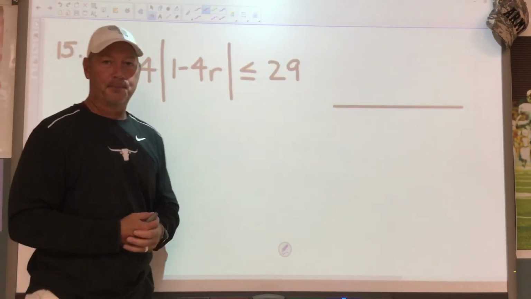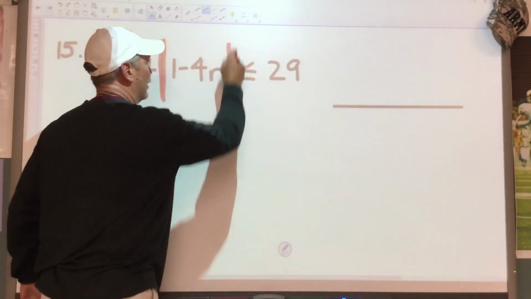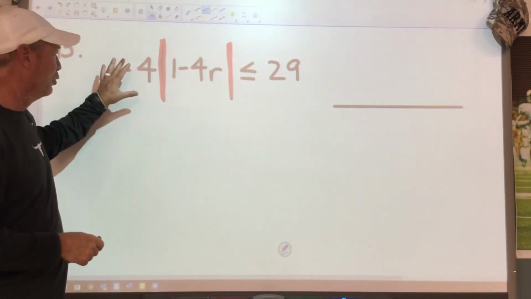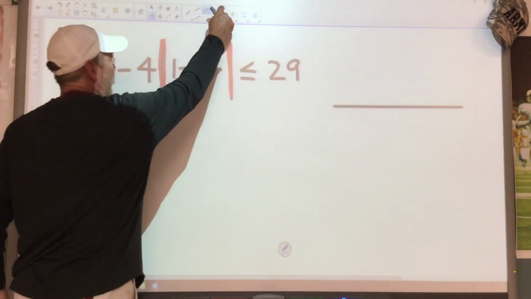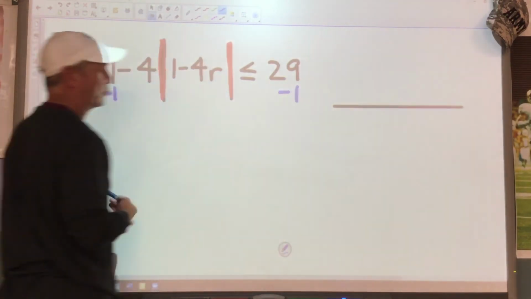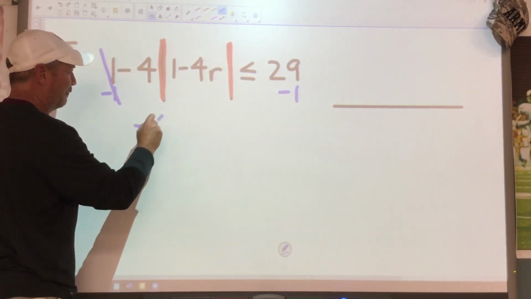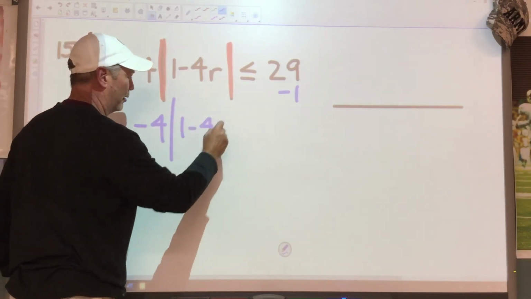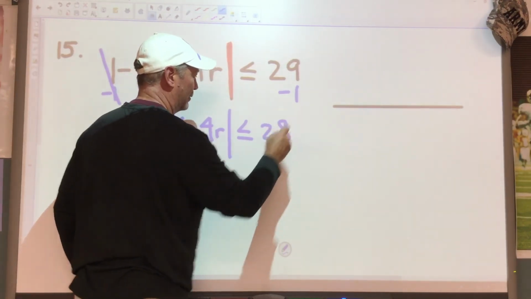Last example. Number 15. Here's my absolute value. Is absolute value by itself? No. I've got to move this stuff to get my absolute value by itself. Step 1. We're going to move the 1. We're going to go minus 1, minus 1. This is going to cancel. That's going to leave me with negative 4 times the absolute value of 1 minus 4r is less than or equal to 28.